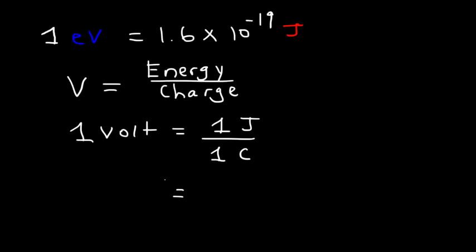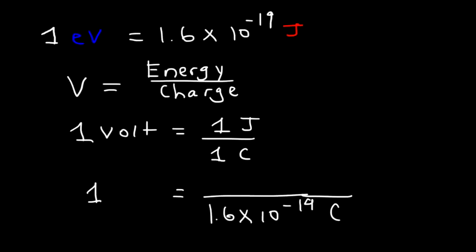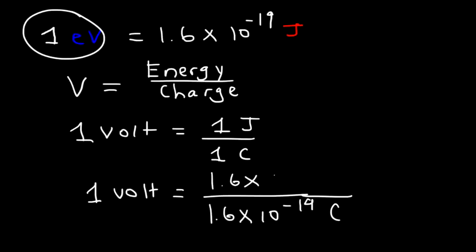So therefore, an electron has a charge of 1.6 times 10 to the negative 19 coulombs. It's negative, but let's ignore the negative sign. That's the charge of an electron. And an electron that has 1 volt, or 1 eV, that's 1 electron volt, an electron with 1 volt, will have an energy of 1.6 times 10 to the negative 19 joules.